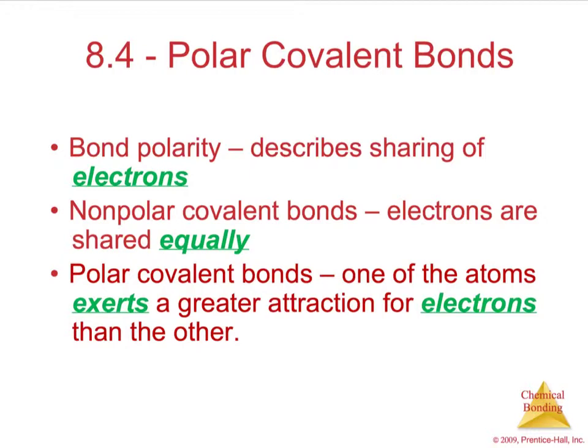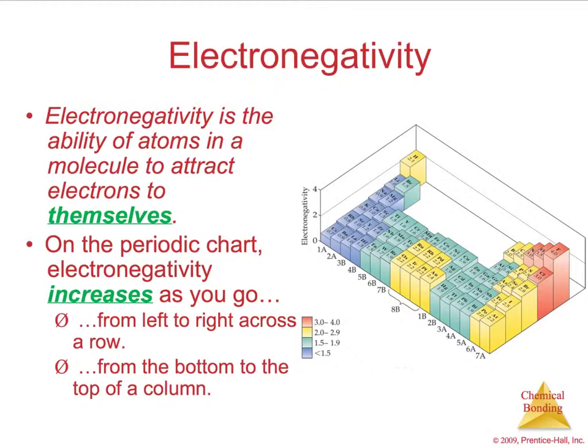Polar covalent, however, means that there's going to be a greater attraction on one side than the other. So we say polar covalent bonds occur when one of the atoms exerts a greater attraction for the electrons than the other atom does. And when we're talking about all of this, a term that comes up is electronegativity. Electronegativity is very similar to electron affinity and ionization energy. However, electronegativity is the ability of an atom in a molecule to attract electrons to itself.